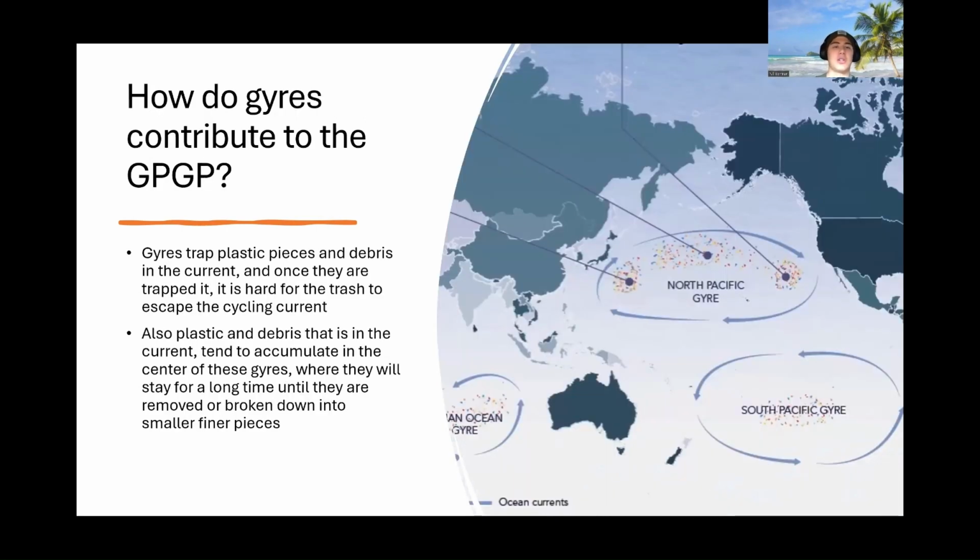How do gyres contribute to the Great Pacific Garbage Patch? Gyres trap plastic pieces and debris in the current, and once they trap it, it's hard for the trash to escape the cycling current. Also, plastic and debris that is in the current tend to accumulate in the center of these gyres, where they will stay for a long time until they are removed or broken down into smaller, finer pieces.